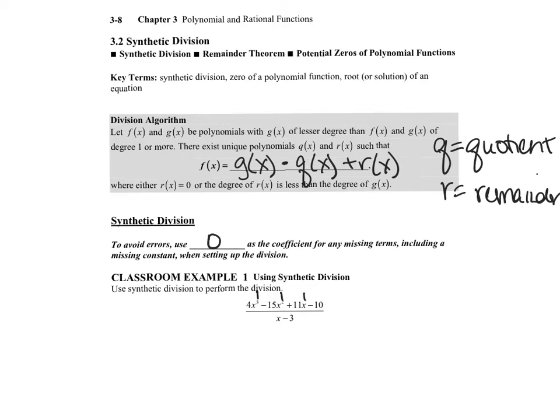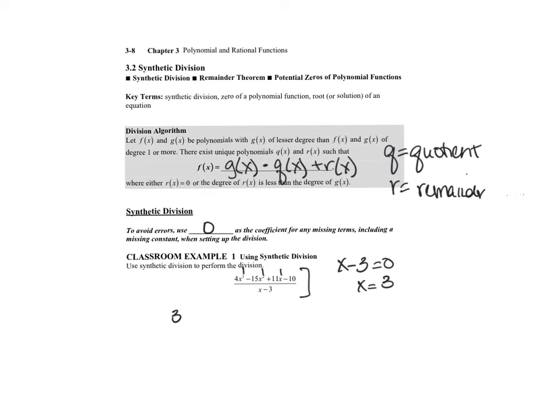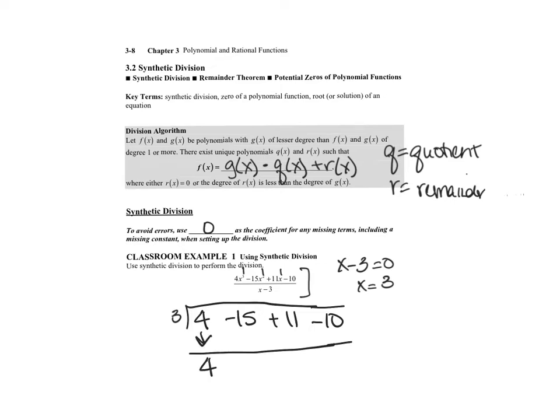Alright, so to set up these problems, and most of you have seen synthetic division before, if it starts out as a fraction, we're going to take the denominator, set it equal to 0, and solve for x. So whatever we solve for goes on the outside of the box. And then we put the leading coefficient, so I'm going to put a 4, a negative 15, a positive 11, and a negative 10 under my division box. So I'm going to drop the 4. So whatever the first number is, you just bring it down.